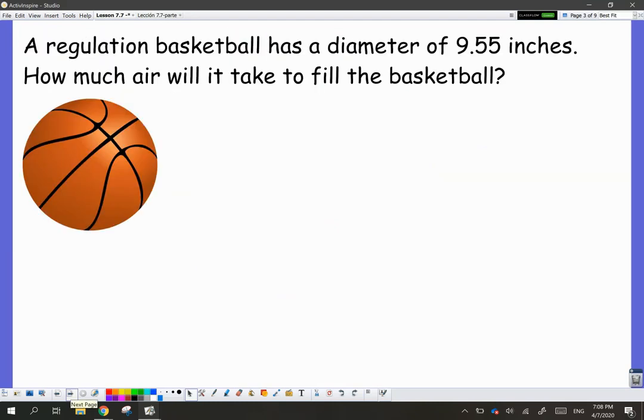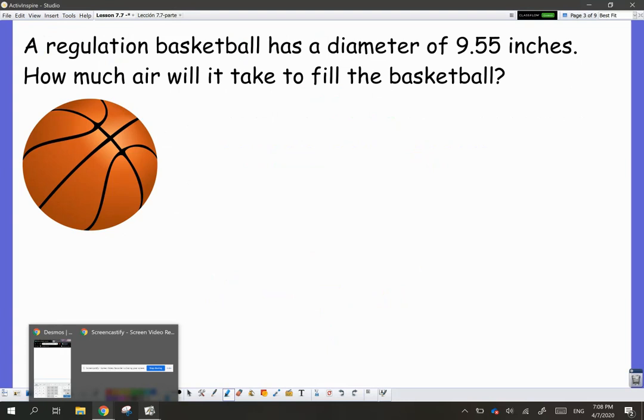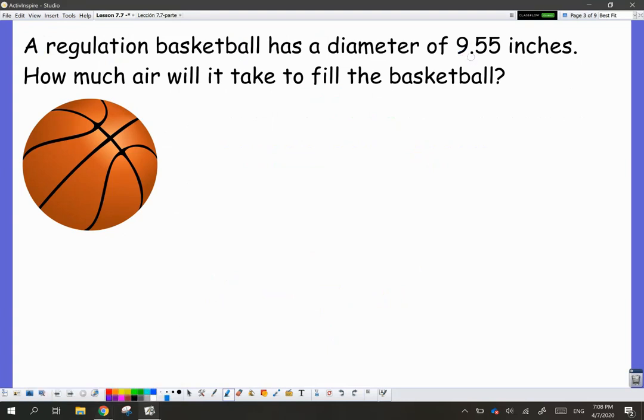A regulation basketball has a diameter of 9.55 inches. How much air will it take to fill the basketball? So let's take a look at what we're given here. We know the diameter of this basketball is 9.55 inches. And we know they want us to find how much air it'll take to fill. So that means that they're asking for the volume.